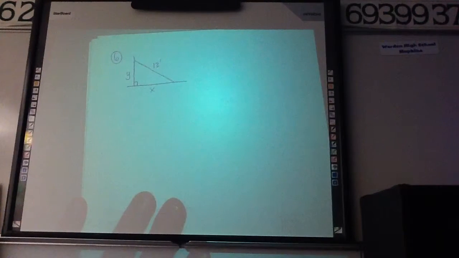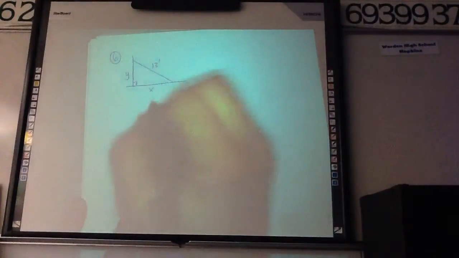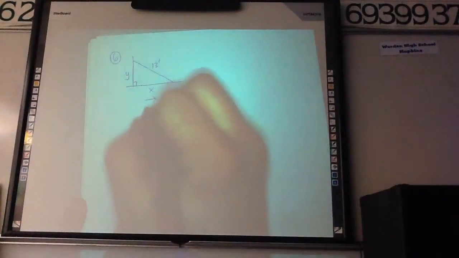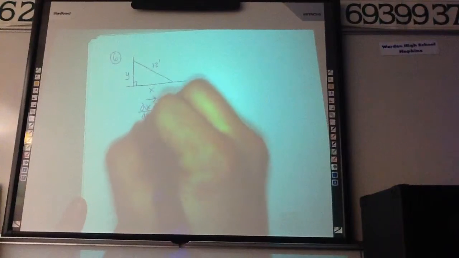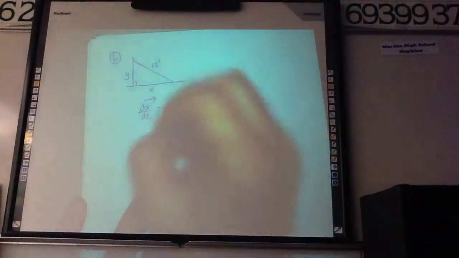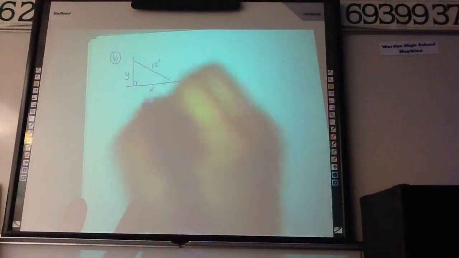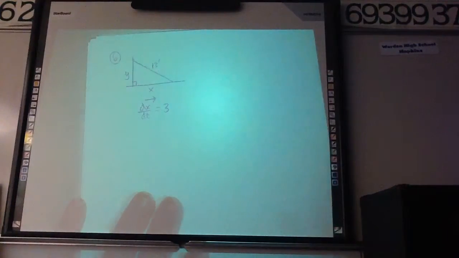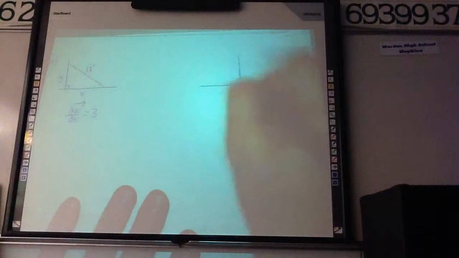The bottom is drawn away at 3 feet per second. What does that tell you? That the rate of X is 3 feet per second. So dx/dt is 3 feet per second. Everyone draw their picture this way, right?